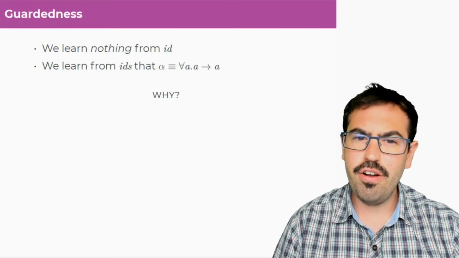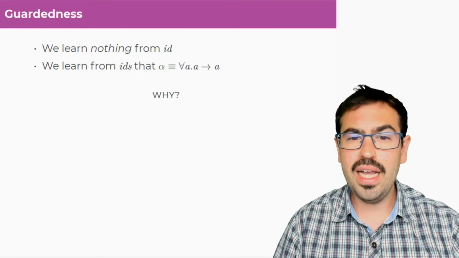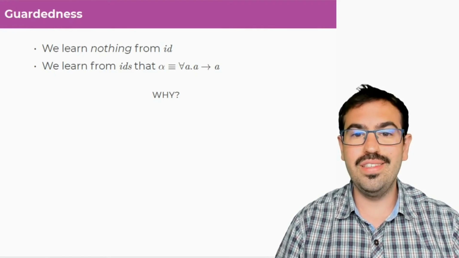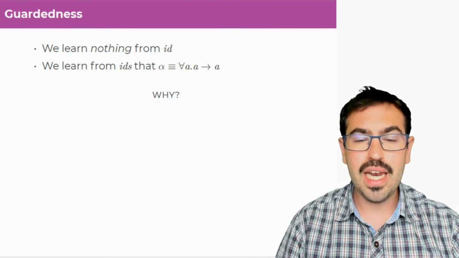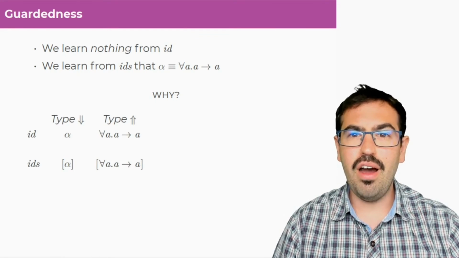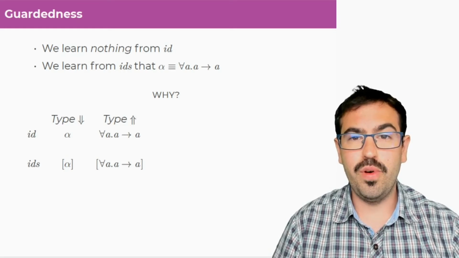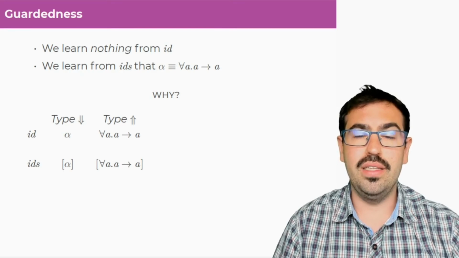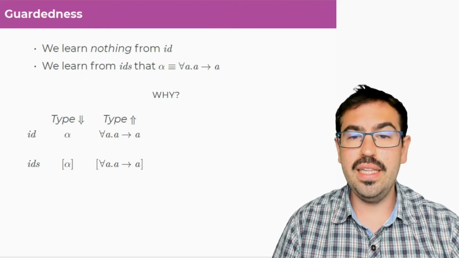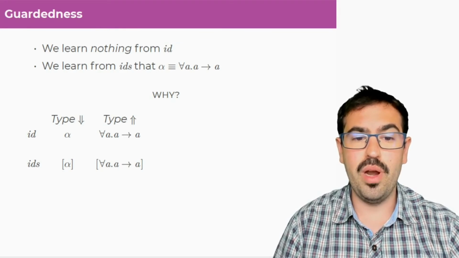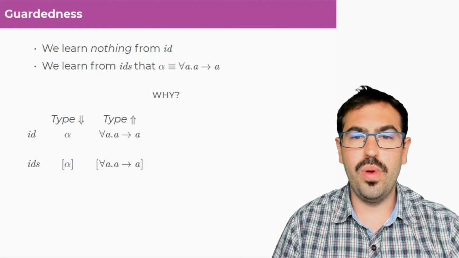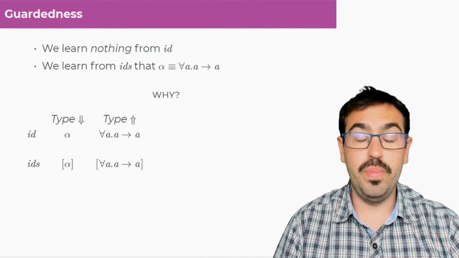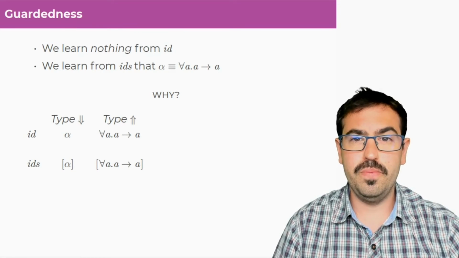Now, I've said that we learn nothing from id, but from ids, we learn that alpha must be forall a. a to a. So you might be wondering, what's the difference between these two arguments? Let me try to explain this. Here are the types we are pushed, so the types we get from the instantiation, and the types that are obtained from looking at the type of the variables. In the case of id, the type which is pushed is this single type variable alpha, and the type we get from the variable is forall a. a to a, and for ids it's the same, but everything is wrapped in a list constructor.